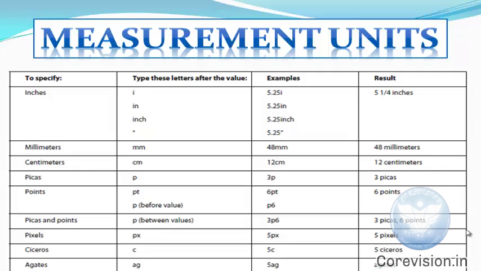In picas, we can write p, for example 3p means 3 picas. In points, we can write pt or p. P is written before the value. For example, 6pt means 6 points. For example, p6 means 6 points. We can write picas and points and pixels the same way.